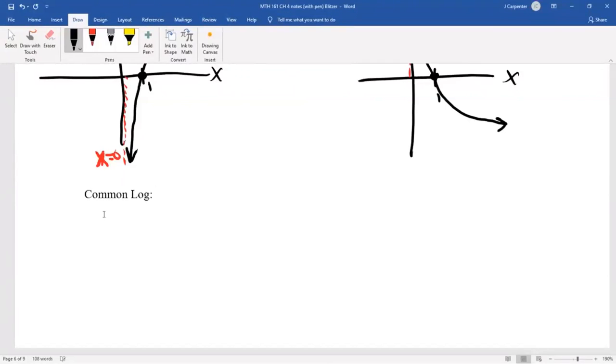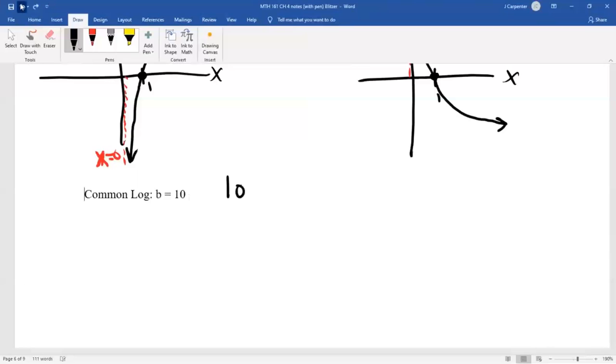So common log first. The common log is used for when your base is 10. If your base is 10, we call that a common log. We call it a common log because we see it a lot of the times. It's very common. So we don't write the 10 because we see these things so very, very often.